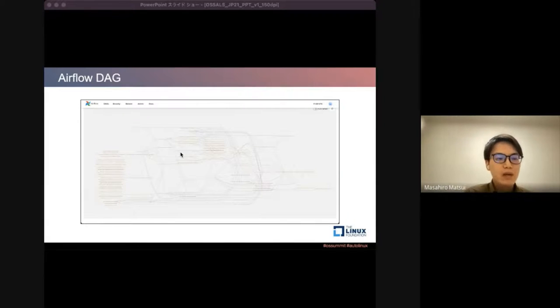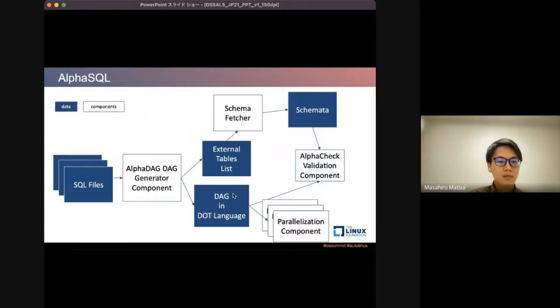This complex Airflow graph I have shown as an example is also generated automatically by AlphaSQL. Airflow is a popular workflow management tool, and the graph can be shown graphically on the Airflow web GUI, like this. Also, this graph can be executed on Airflow. This means that AlphaSQL enables automatic parallel execution of SQL queries. So far, I have explained about the AlphaDAG component and the application of its output, such as visualization and parallelization.